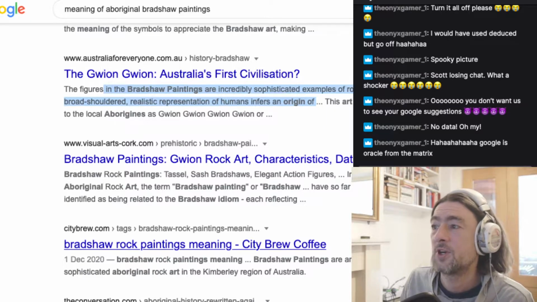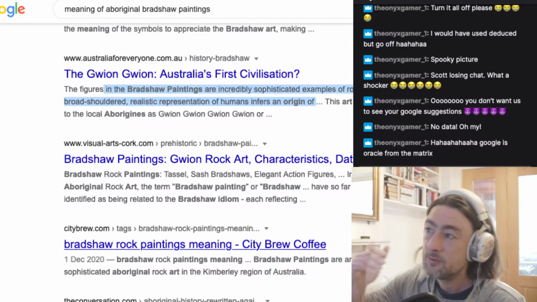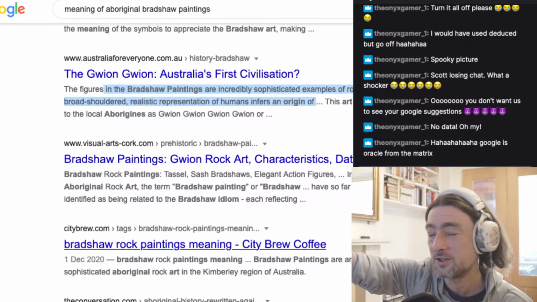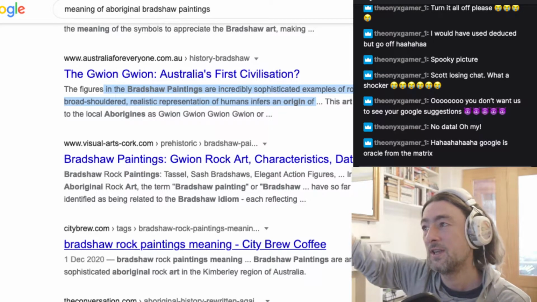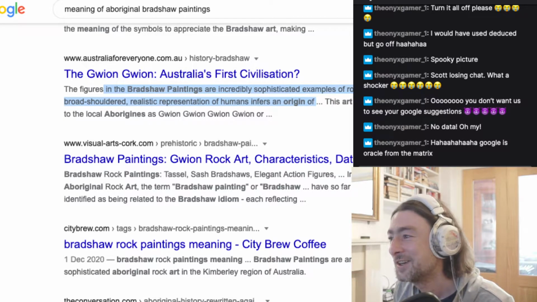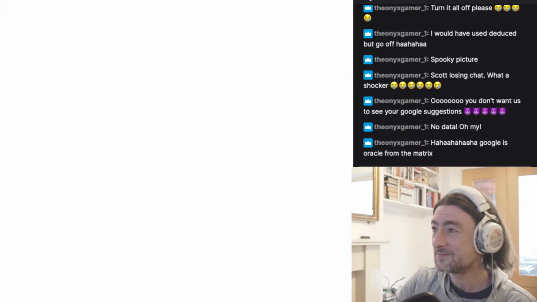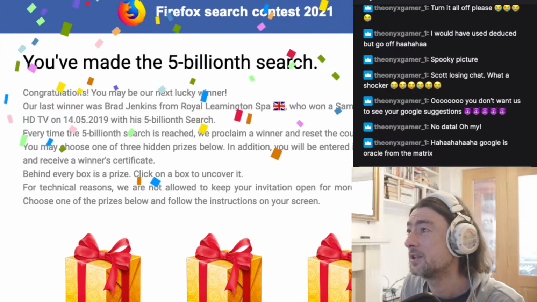Here's one. Bradshaw rock paintings meaning. So this does help. It does help me, Google finally. But it's not come up at the top, has it? It's not the top answer to my question, even though that is my question. I'm going to stop moaning about Google now. I mean, I'm using it. I shouldn't be using it.